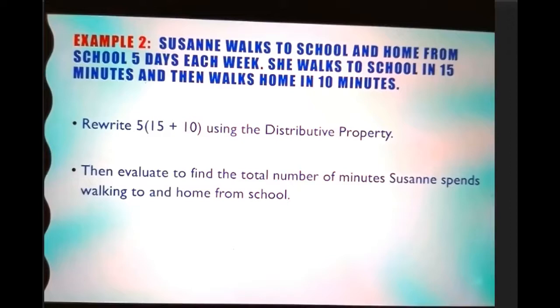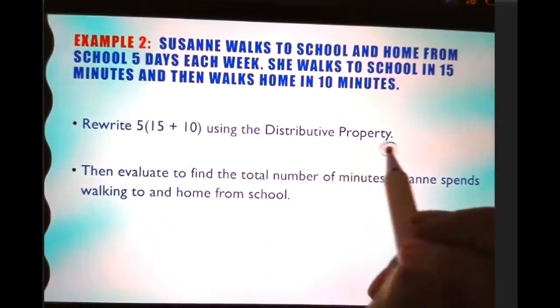Suzanne walks to school and home 5 days each week. She walks to school in 15 minutes and walks home in 10 minutes. So a lot of times when we have the distributive property, there's 2 ways you can always write it. You can write it where the number's outside and you're summing them inside. Or you can write it where you distribute the two together.